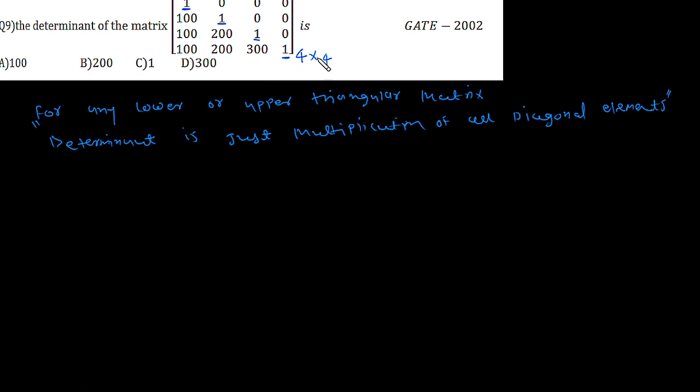So now the order does not matter here. It may be 100 cross 100 or 1000 cross 1000. We have to simply multiply all the diagonal elements and we find the determinant. So let's find it here. Multiply all 4 entries. Simply we get 1, and it is the determinant of this 4 cross 4 matrix. So simply option C is the correct one.